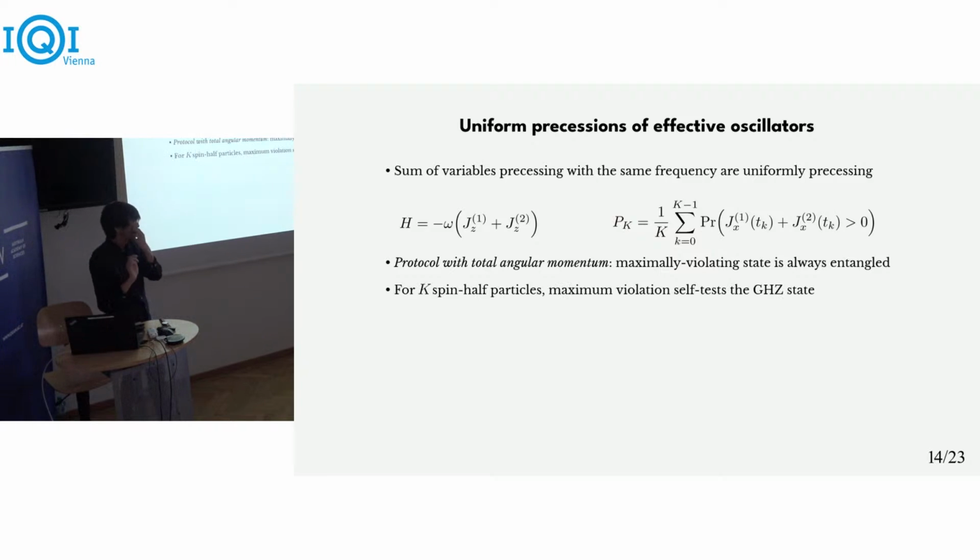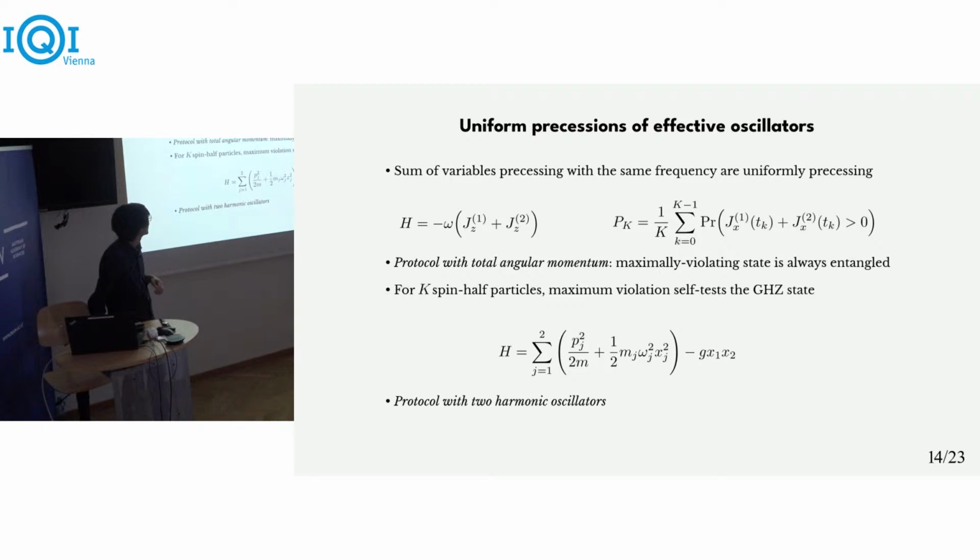And for a very particular case, if you have k spin half particles and you have the maximum violation, it self-tests the GHZ state. And you saw just now that the peak was quite a lot larger than the next peak. So it's also kind of robust, although we have not really calculated how robust and things like that. So kind of just for free, we get these things by looking at precessions of composite systems.